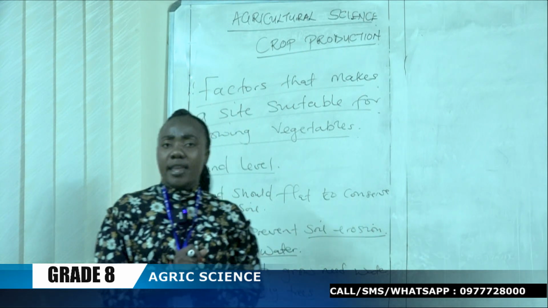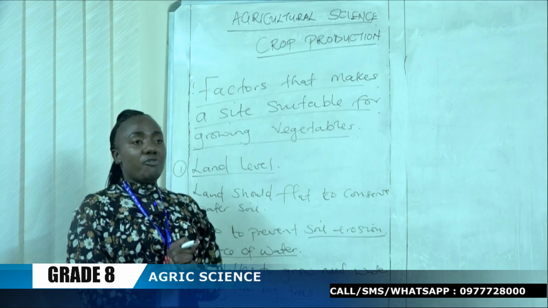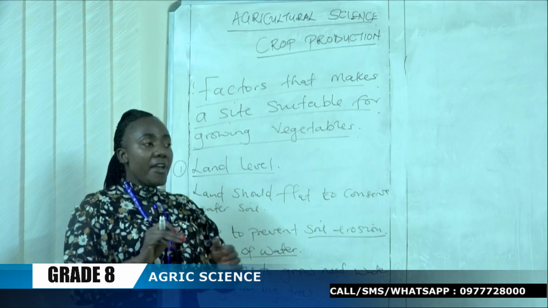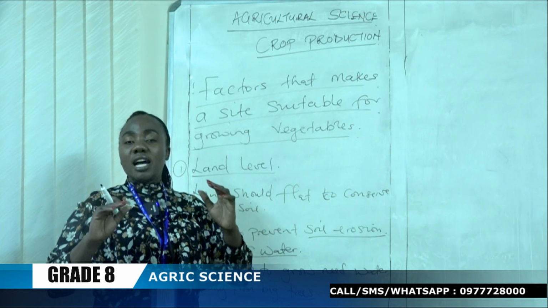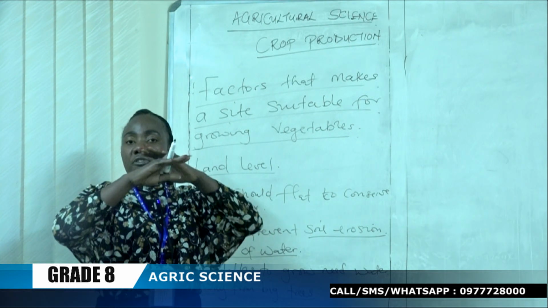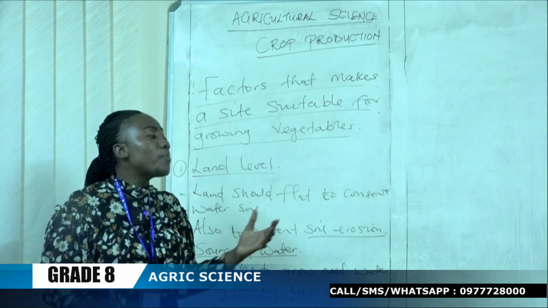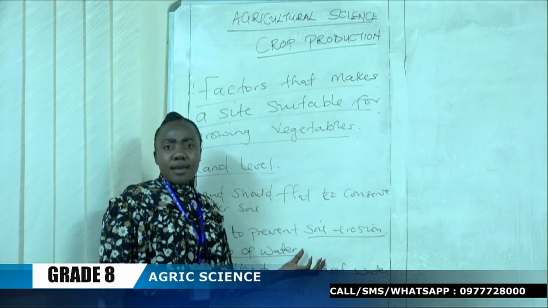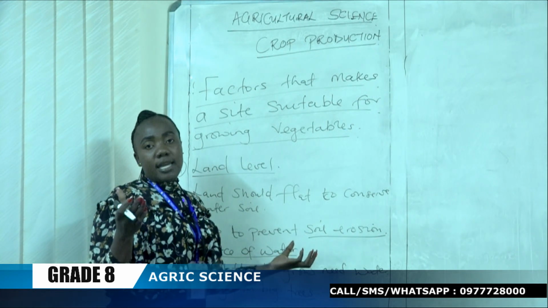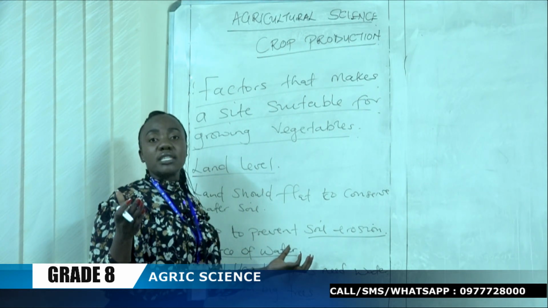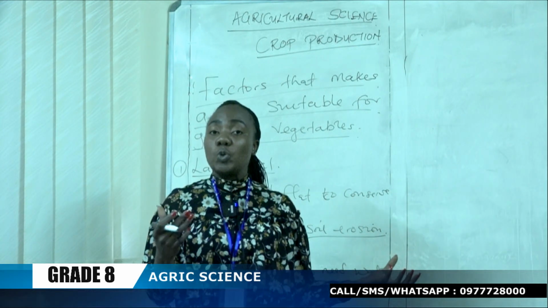Bear with me. When vegetables are growing in the area where you have grown them, trees are definitely going to provide shade to the crops. And we know that for crops to grow, they require what? Sunlight. If there is no sunlight, photosynthesis will not take place.